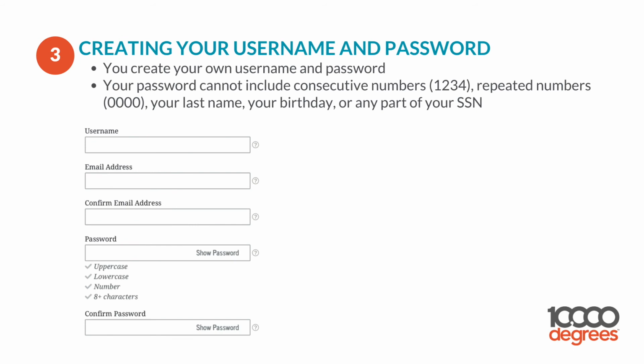Creating your username and password. You create your own username and password. Your password cannot include consecutive numbers, repeated numbers, your last name, your birthday, or any part of your Social Security number. And make sure to show password and show text in order to make sure that you wrote the correct information. As well as for your email address, please do not use your high school or school email because those tend to be erased. So use a personal email that you will check consistently.